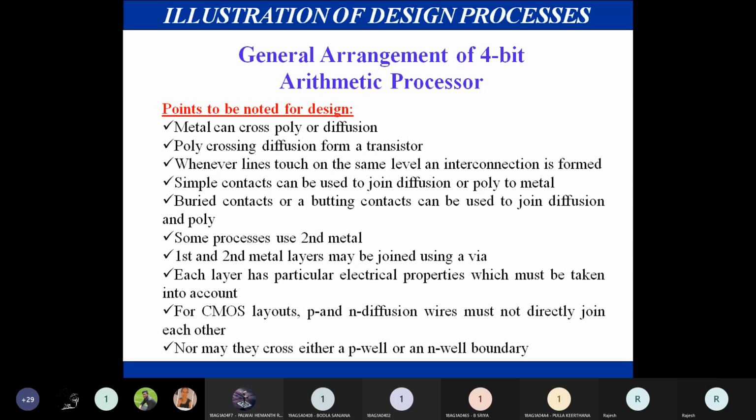For CMOS layouts, N diffusion and P diffusion wires must not directly join each other, nor may they cross either the P well or N well. So these are the considerations done at the layout level.